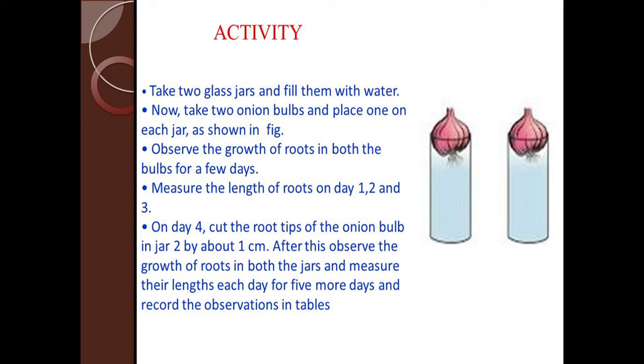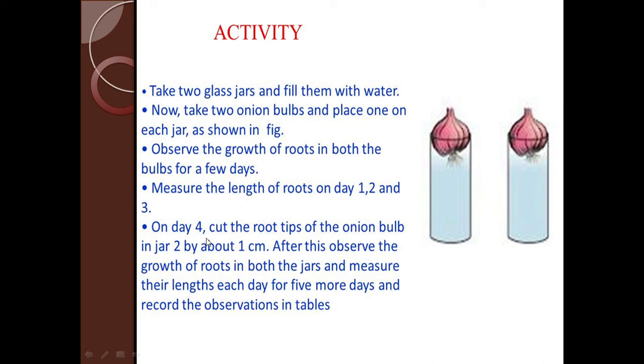For this activity, take two glass jars and fill them with water. Now take two onion bulbs and place one on each jar as shown in the figure. Here you can see the two jars which are filled with water. Then we place the onion bulbs, one on each jar. Then you have to observe the growth of roots in both the bulbs for a few days. Then measure the length of roots on day 1, 2 and 3.